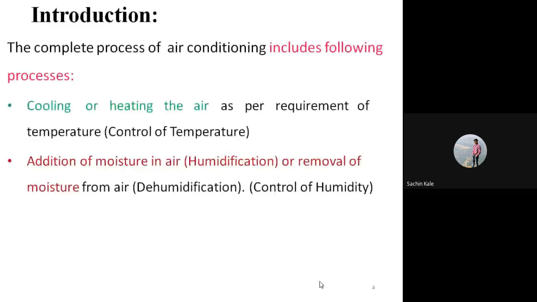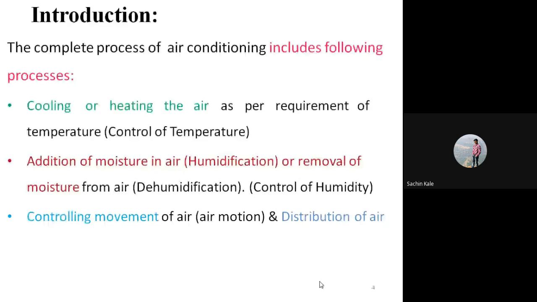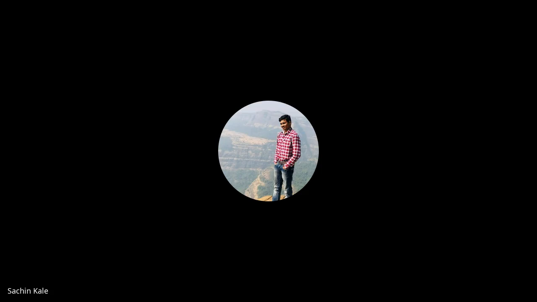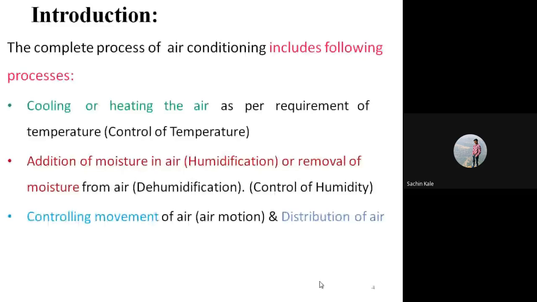The third one is controlling the movement of air, that is air motion and distribution of air. Though you maintain the temperature and control the humidity, if you do not control the movement of air, that means if you blow the conditioned air inside the room at very high speed or at very low speed, then also the human beings sitting in that room will not feel comfortable. So along with controlling the temperature and the humidity, you need to control the movement of air as well as distribution of air.